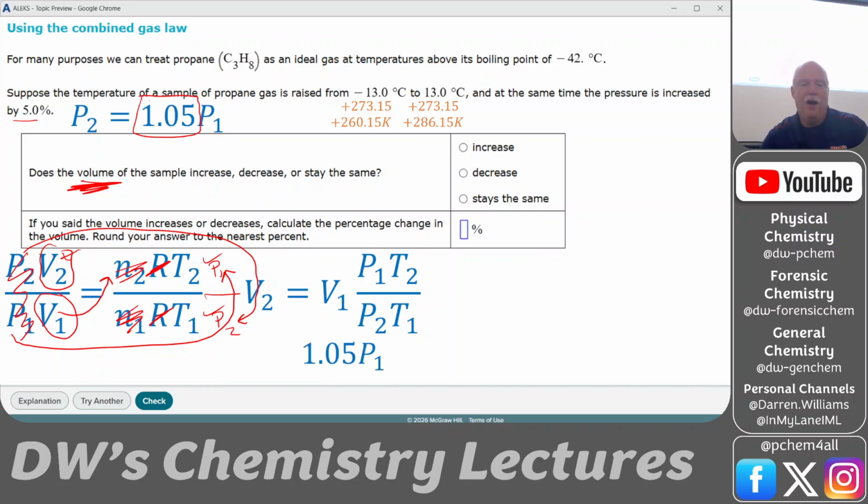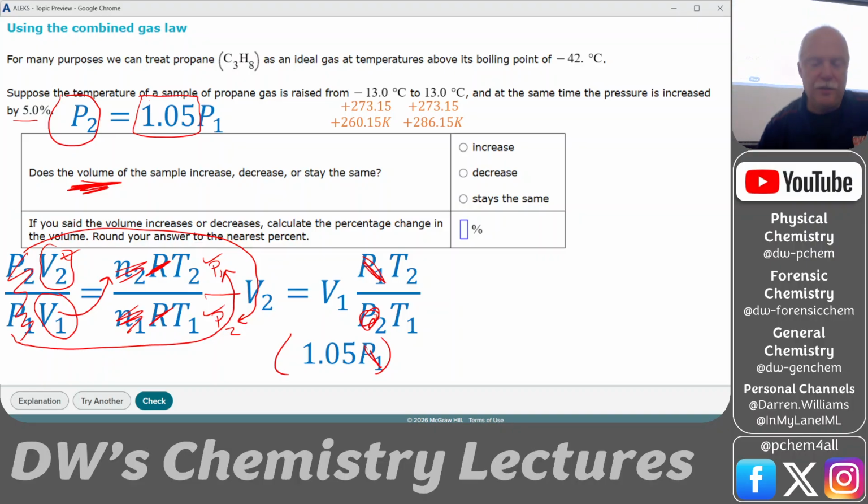So we have our 1.05. So this is P2, right? This P2 right here is now this. And now what do I have on bottom? P1. And I have on top P1. So those can cancel out. So see how I don't even need to know what pressure I'm at? I just need to know how much it changed. And so the P1s have canceled. And I've got 1.05 on the bottom.